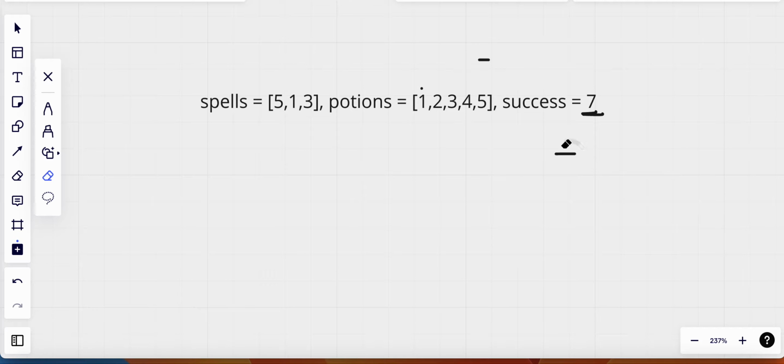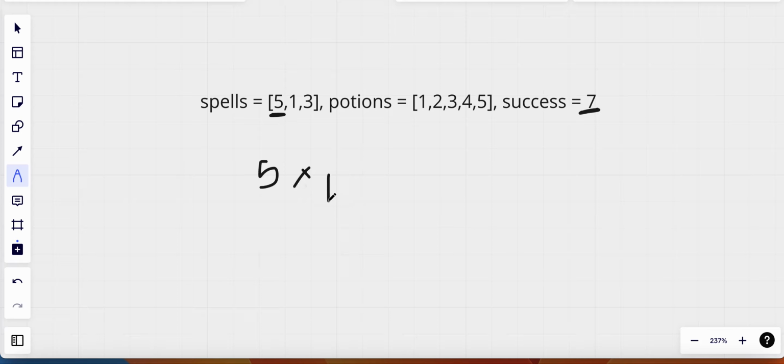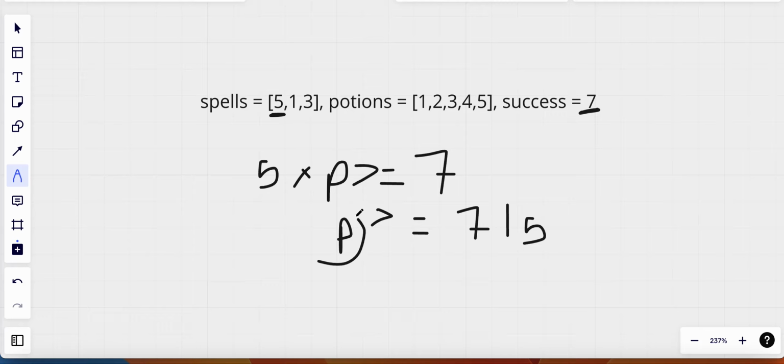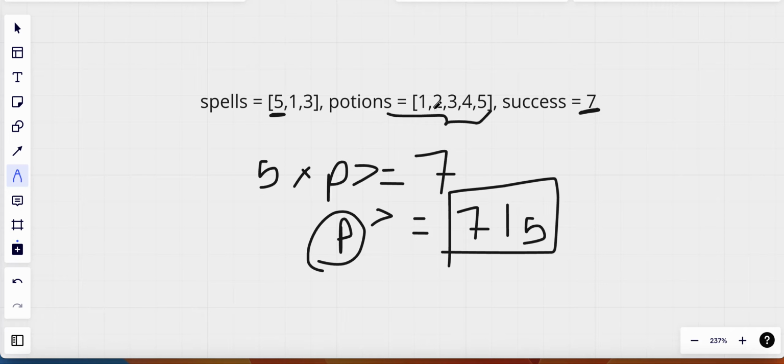So we have the spell equal to 5 and we have the success equal to 7, and we know that the value of spell times the value of potion should be greater than or equal to 7. That would mean that the potion value should be greater than or equal to 7 divided by 5, right? So we need the value of potion that is greater than or equal to 7 divided by 5. So what we can do is sort the potions. We are lucky that this array is already sorted, but if it were not sorted, we would sort it.